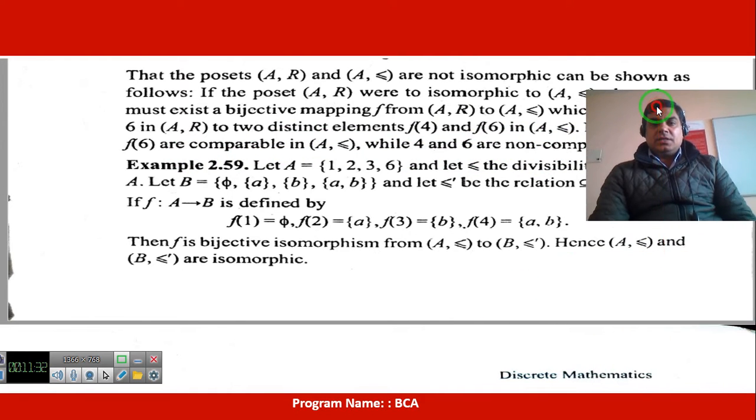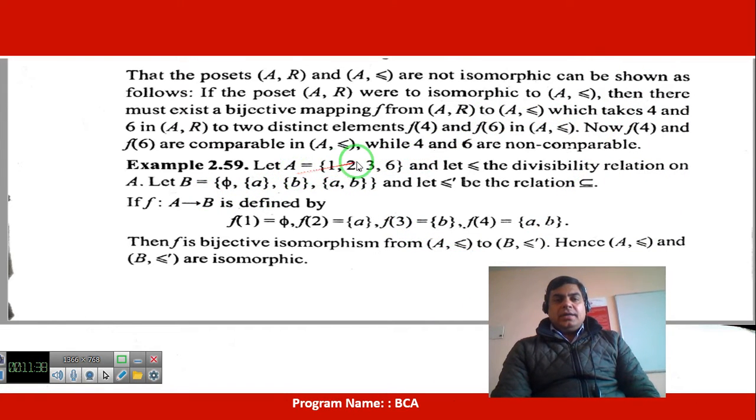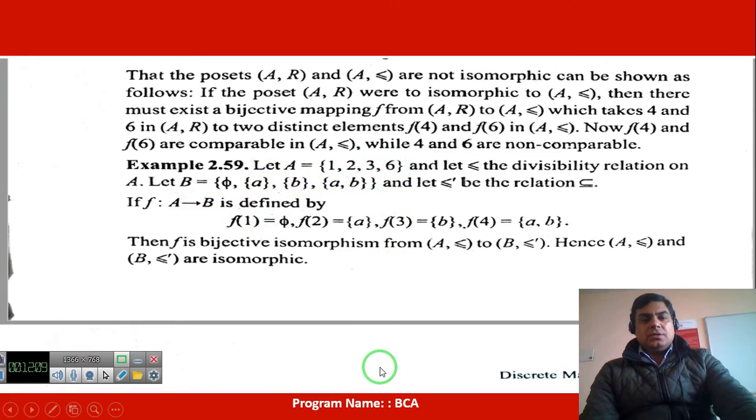Now I am considering another example. A is the set 1, 2, 3, 6 having the divisibility relation. This is not the usual less than or equal to meaning. It has a divisibility relation on this A. So the divisibility relation on A is a subset relation, okay, because 1 divides 2, 1 divides 3, 3 divides 6. Okay, 2 divides 6. So 1, 2, 3 and 6.